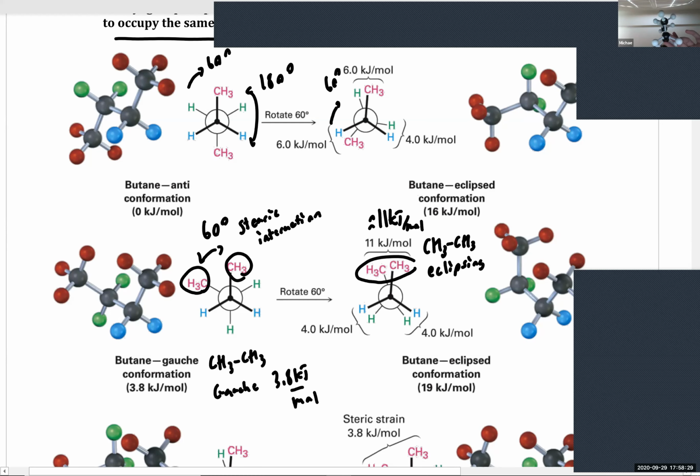It's extremely taxing in terms of torsional strain because both of our substituents are bulky and there's a combination of torsional and steric interactions at play. Trying to jam these methyl groups close together in three-dimensional space is not very energetically favorable. Additionally, we also have our hydrogen-hydrogen eclipsing interactions, which cost us 4 kilojoules.